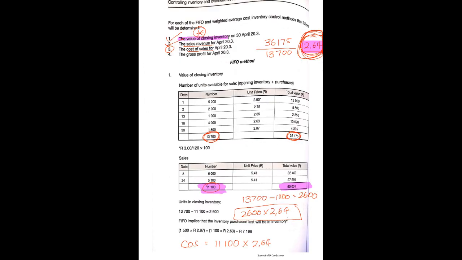And then your last question, which is your gross profit, is your sales, the 60,051, minus your cost of sales of 29,304. Here it is here as well. 60,051 minus 29,304. Your gross profit is 30,747. All right, so that's it for your inventory valuation methods.